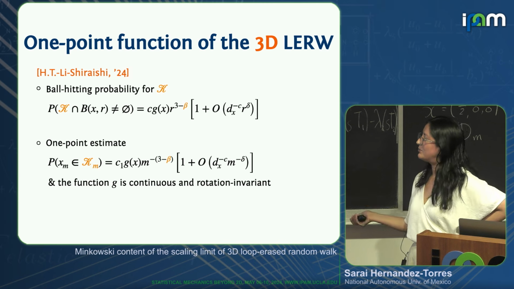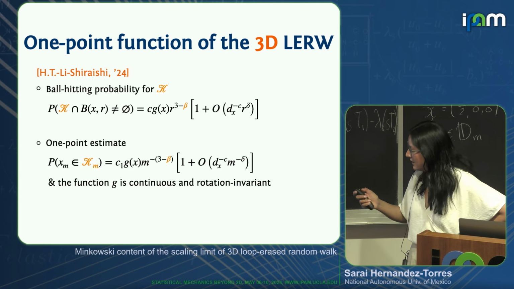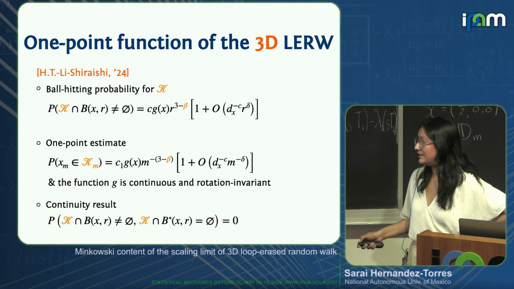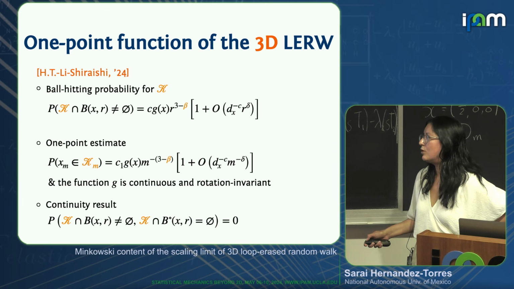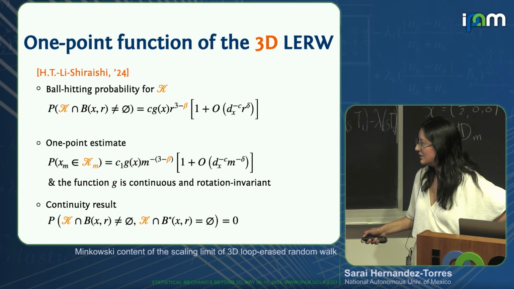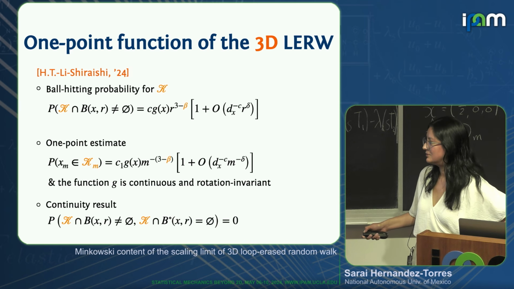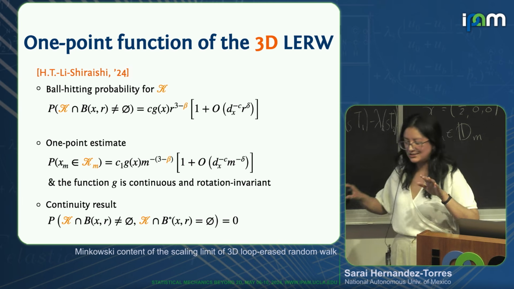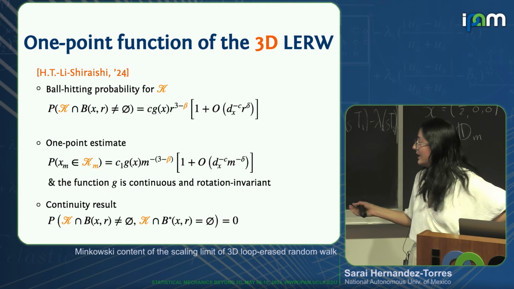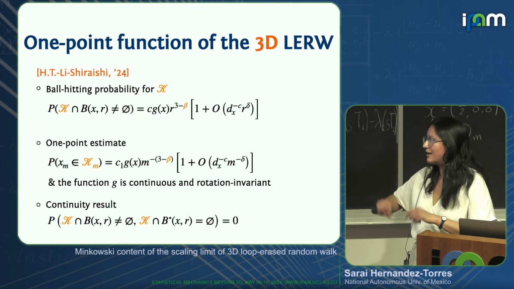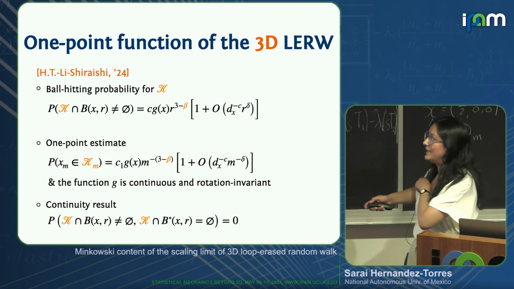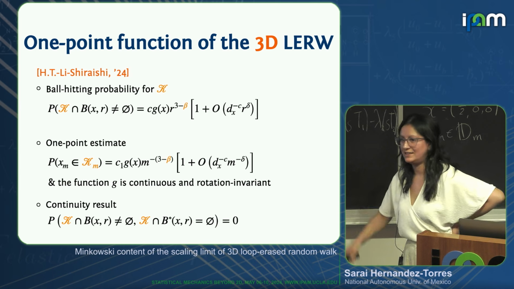So the way to go from ball hitting probabilities to the 1-point estimate is actually not difficult, because we have this continuity result that essentially says that in the limit, if you know that you intersect a closed ball centered around x of some small radius, then with probability 1 you are also going to intersect the interior. Essentially, the limit cannot only touch the boundary of a ball. So this allows us to approximate the ball hitting probabilities with the 1-point estimate.